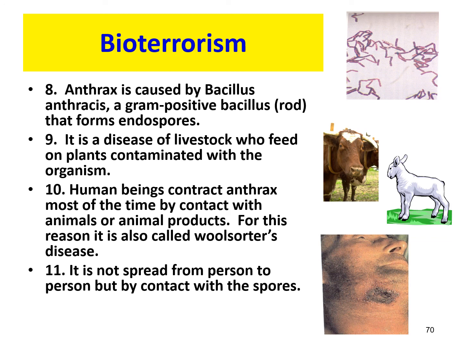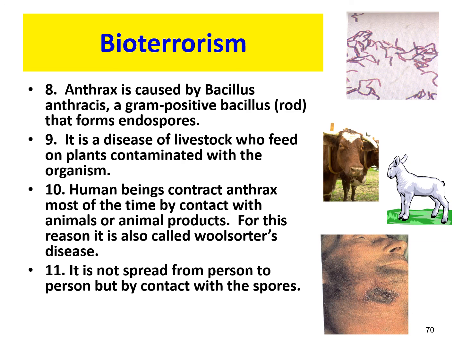Anthrax is caused by Bacillus anthracis, a gram-positive bacillus, which is a rod shape, that forms endospores. It is a disease of livestock who feed on plants contaminated with the organism. Human beings contract anthrax most of the time by contact with the animals or animal products. For this reason, it's called wool sorter's disease. Because as you can imagine, these people were in there shaving the wool off the lambs and the sheep, and then they were throwing them over.